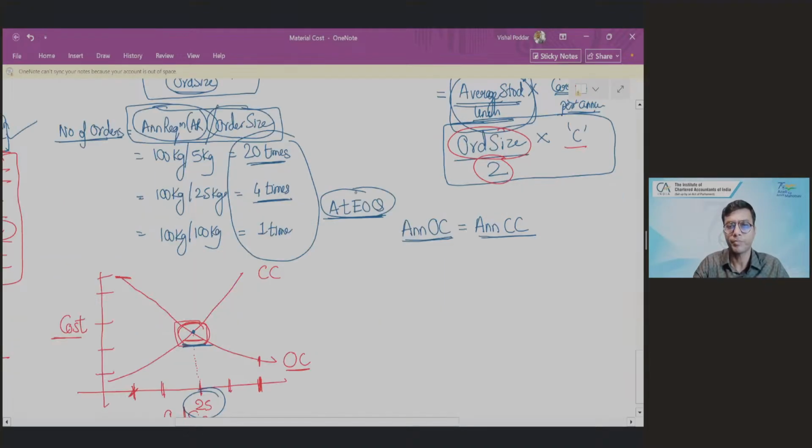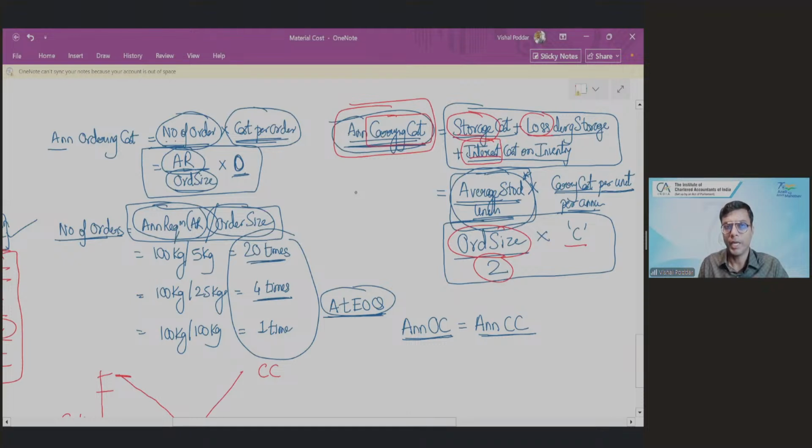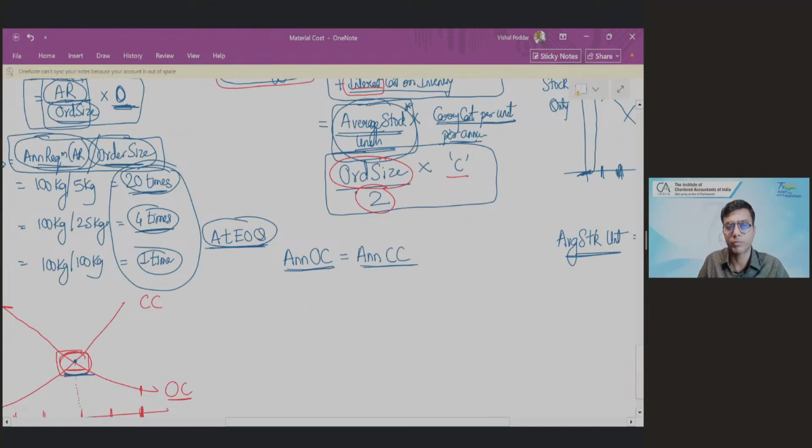See, when you divide this AR upon order size, what you get mathematically is the number of times you will have to go to the market to buy rice, which is called the number of orders you are going to place, into the cost per order, right? So this is the formula for number of orders: AR upon order size. This is the number of times you will have to go to the market to get the rice, multiplied by the cost every time. So this is my cost of ordering. So I'll put it here: AR upon order size into O.